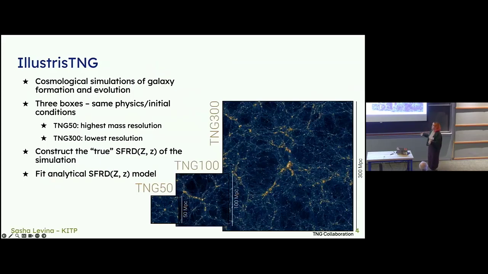And what we are going to do is construct the true SFRD of the simulation, because that is something you can do with a cosmological simulation, because for every star-forming gas particle in the simulation, you can just read off its metallicity and its star formation rate at all of the different redshift snapshots of the simulation. So we can construct an SFRD, and then we can fit an analytical SFRD model to it and see how those compare.